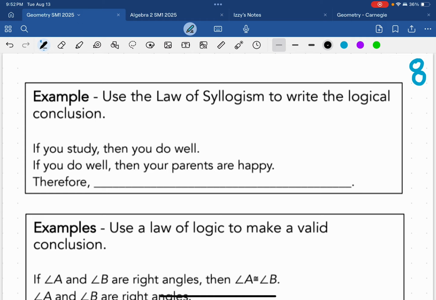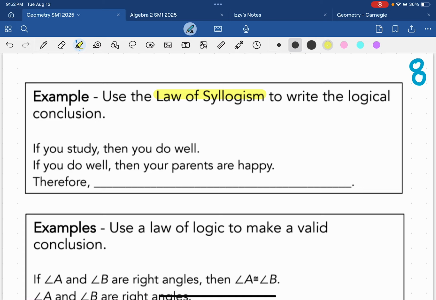Use the law of syllogism to write the logical conclusion. So we're going to look for this law of syllogism. Okay, I'm going to grab my yellow highlighter, law of syllogism. If you study, then you do well. If you do well, then your parents are happy. Therefore, and now we have to come up to the logical statement. Okay. All right. What we're going to be looking for as we go through these examples is what is the same, what repeats. That's what we're looking for.